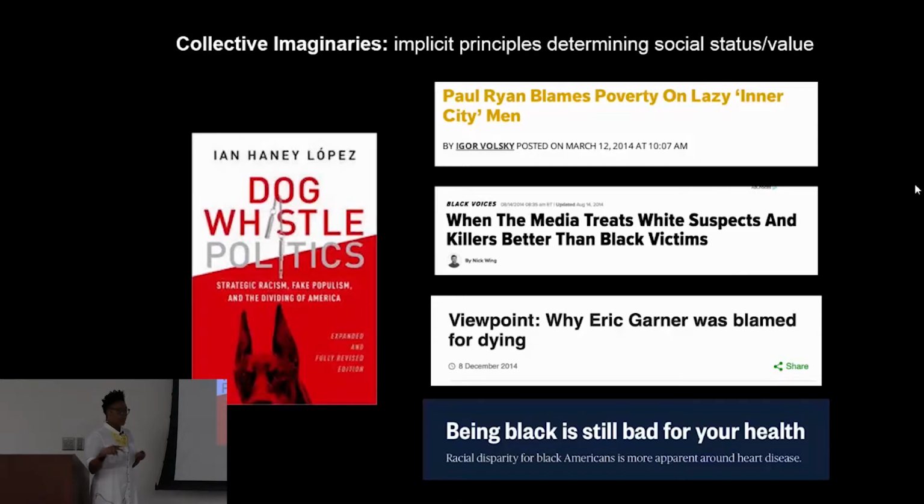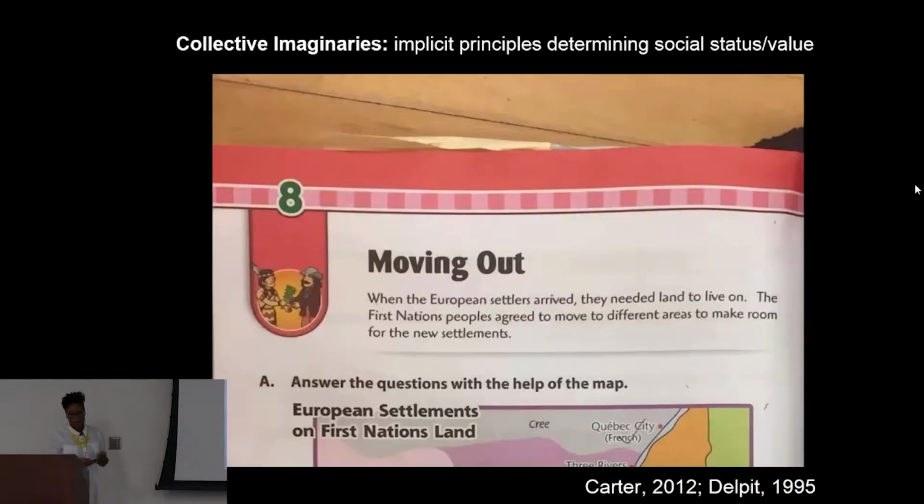And even the way we talk about and frame issues of health. So I just pulled this actually this morning. Being black is still bad for your health. Just that framing of the problem of health blames the health problem on blackness, as opposed to black people living in white supremacist, racially oppressive systems that affect their health. And so this language that we use to frame these issues becomes critical and becomes a part of the cultural landscape.